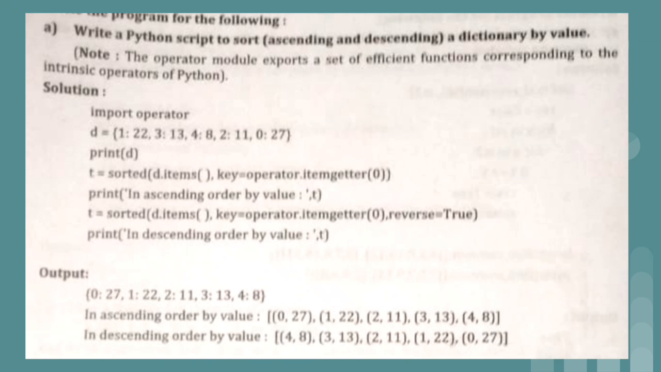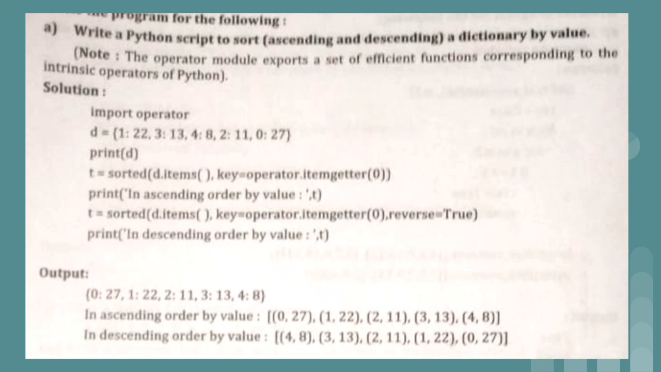For this we have written T equal to sorted, in round brackets d dot items. We are using the items method because it gives us the key and value present inside our dictionary. The second parameter is the key parameter, meaning we are going to sort according to key. We have key values 1 3 4 2 0, so according to key value we are going to sort the dictionary. For this we have used the second parameter of the sorted method, that is key, so key equal to operator dot itemgetter in round brackets 0.